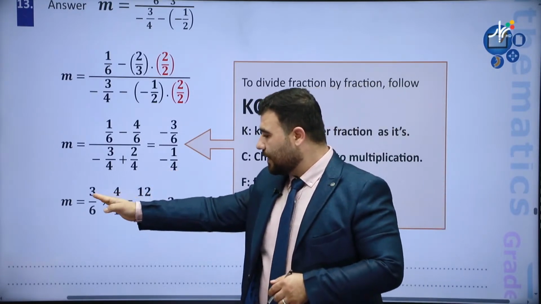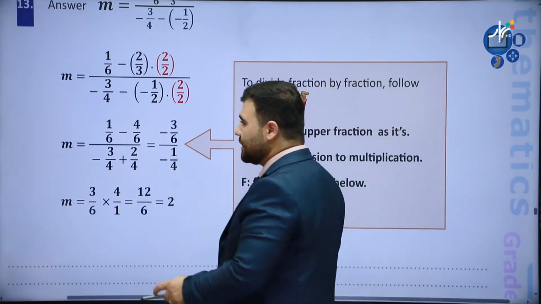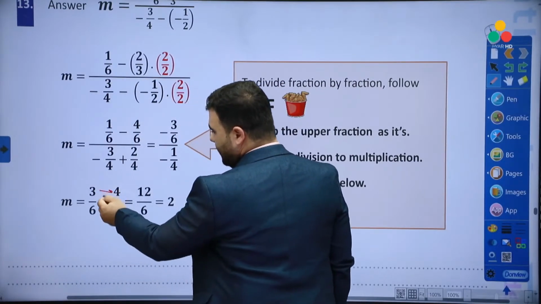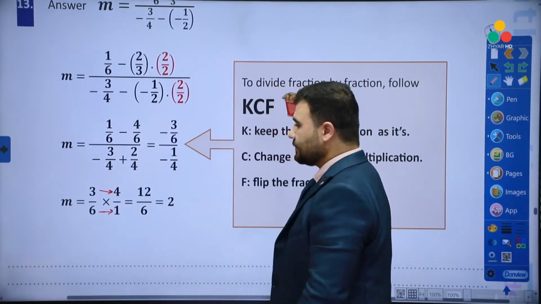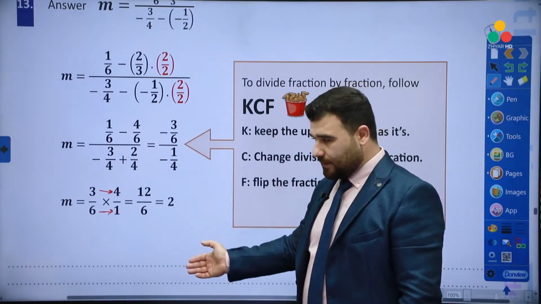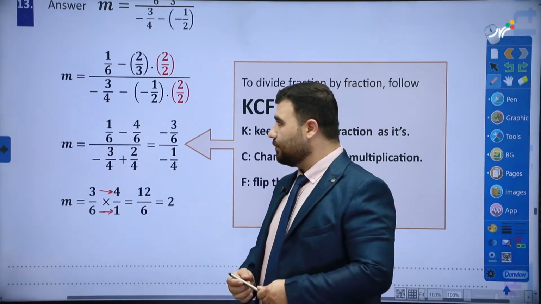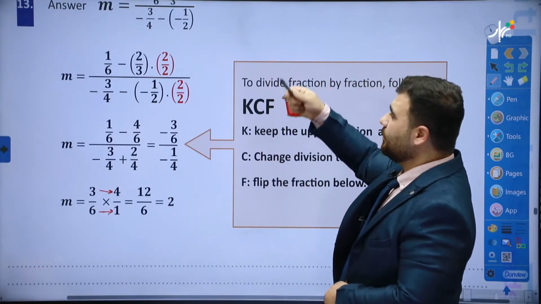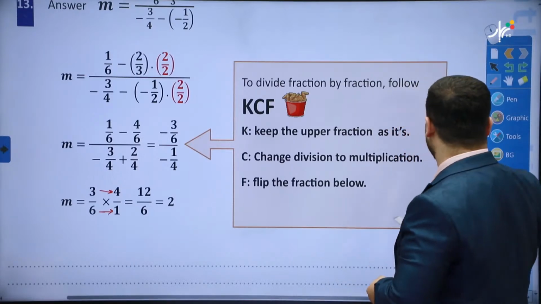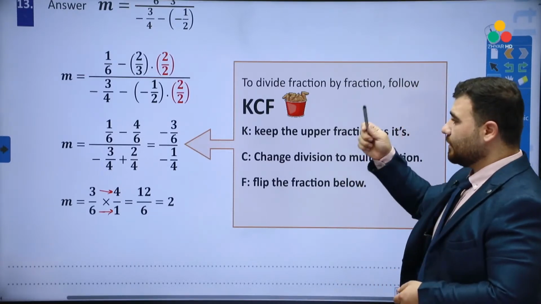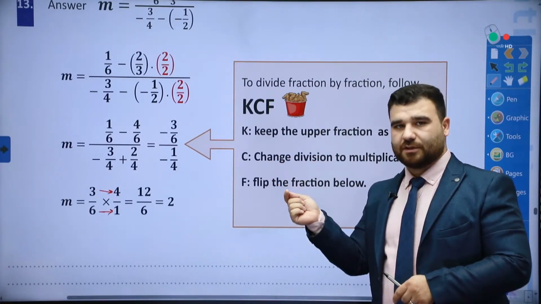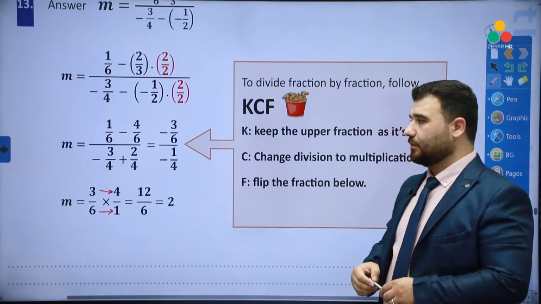Then 4 over 1. In multiplication of fractions, we simply multiply numerators together and denominators together. 4 times 3 is 12. 6 times 1 is 6. 12 divided by 6 is 2. So the slope of question 13, the points with fractions, is 2. Remember this note? This is how you divide a fraction by another fraction. Keep the upper one, change division to multiplication, flip the lower one.